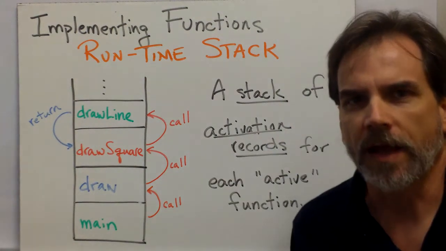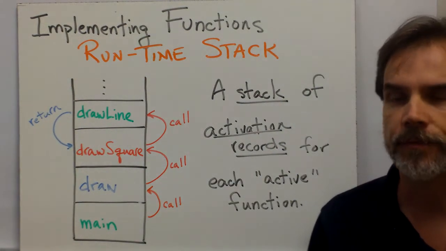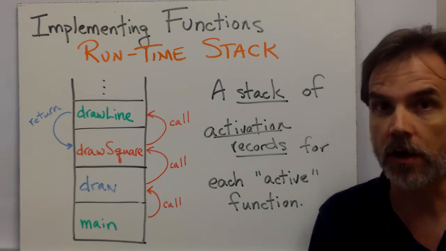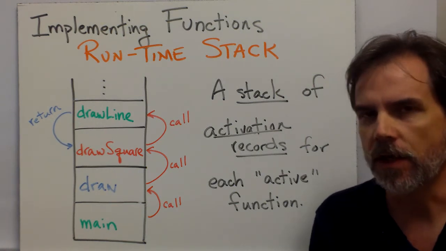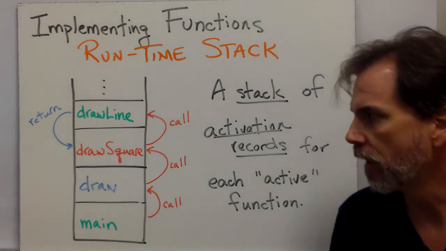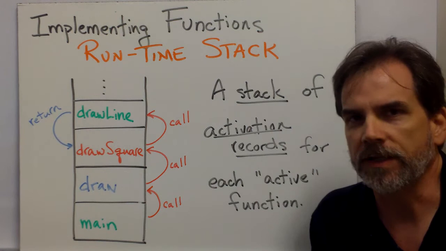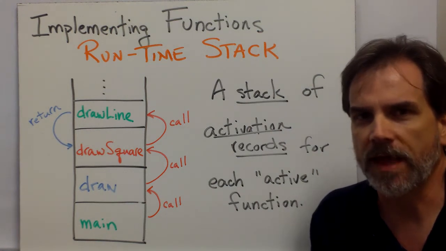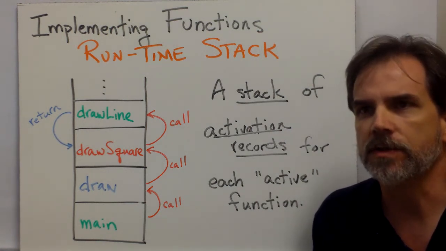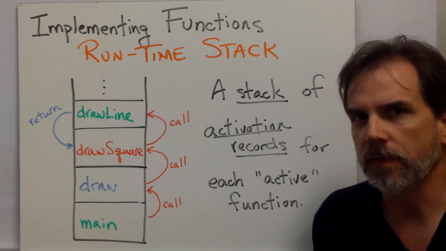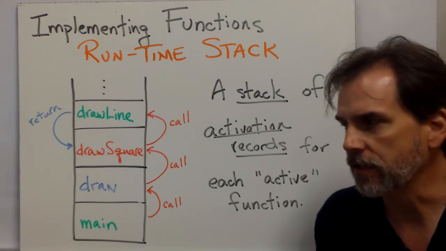Now we're going to talk about how functions are implemented. In other words, what happens in the machine when a function is called. The first thing you need to know is that each function has a block of memory reserved for it, and that's called its activation record. That activation record contains the local variables for that function and other information that the function needs.